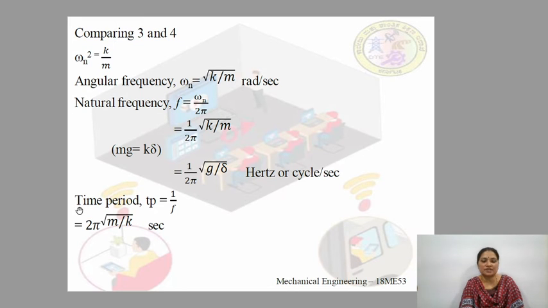Using the above equation, we can also find out the time period Tp, which is equal to 1 by f, that is, the reciprocal of natural frequency. Hence, time period Tp is equal to 2 pi into square root of m by k, and its unit is seconds.